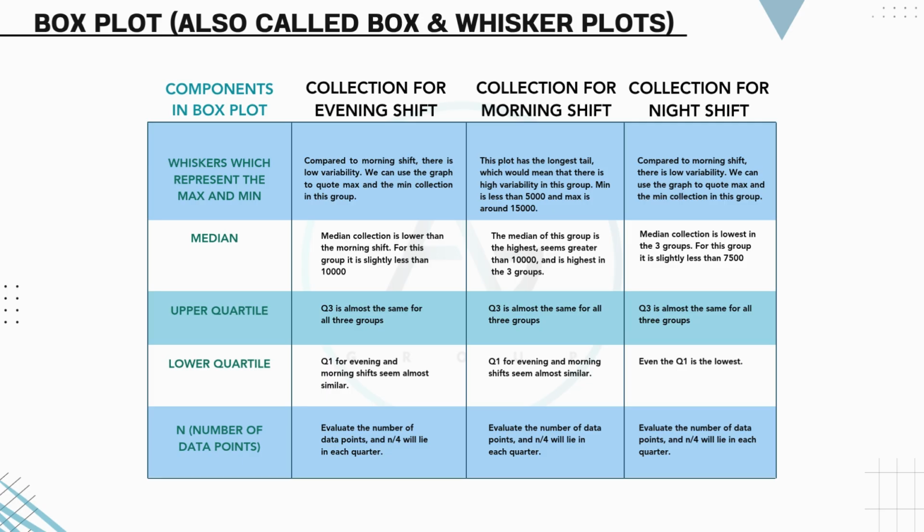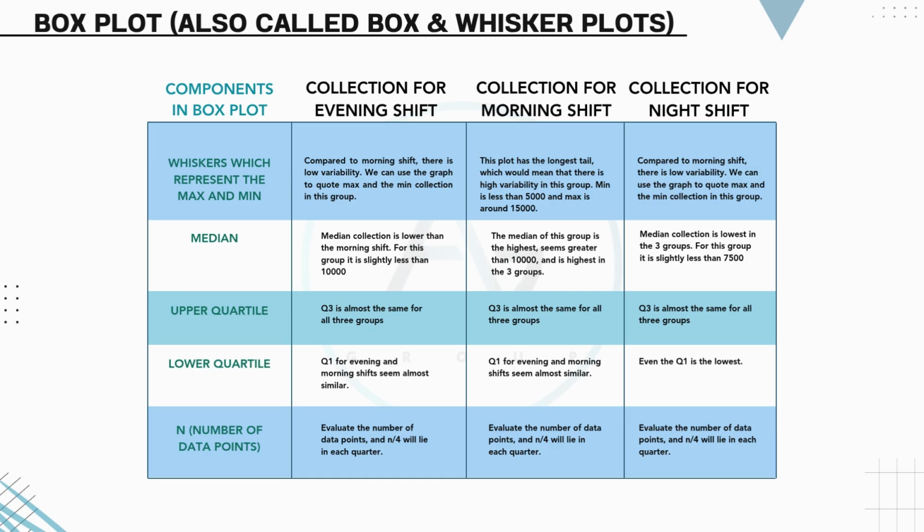Morning shift has the longest whiskers, implying high variability. The spread is wide with a minimum less than 5,000 and maximum near 15,000. Night shift: similar to the evening shift, variability is low, with a more consistent range of values. Second, median. Evening: median is slightly below 10,000, lower than morning. Morning has the highest median, greater than 10,000, and highest among all three shifts. Night: median is the lowest, slightly below 7,500, indicating lower central performance.